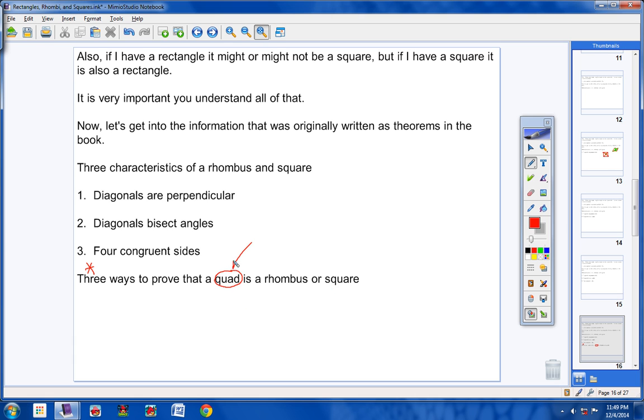Okay? Just kidding. Quad. So 3 ways to prove that a quad is a rhombus or square. Write that down, please. Three ways to prove that a quadrilateral is a rhombus or square. You know what the 3 ways are? Some of you probably figured it out. It's these 3 things right here. If the diagonals are perpendicular, if the diagonals bisect angles, if you have 4 congruent sides. Here we go.